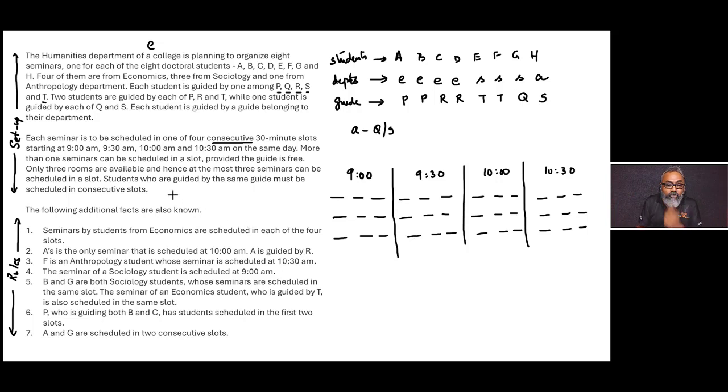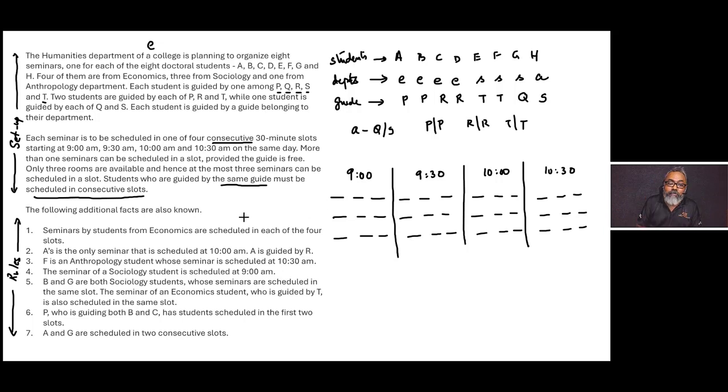Now another thing that is also given here is students who are guided by the same guide must be scheduled in consecutive slots. So we can see 2 P's, 2 R's and 2 T's. They must be consecutive. Therefore the deduction is that P and P should be a block, R and R should be a block, and T and T should be a block. You cannot have a P here then have a P there. That is not possible. These 2 P's have to be together, 2 R's have to be together, and 2 T's have to be together. In the sense consecutive, not together, I'm saying consecutive. Interesting. So we've got the basic setup ready.